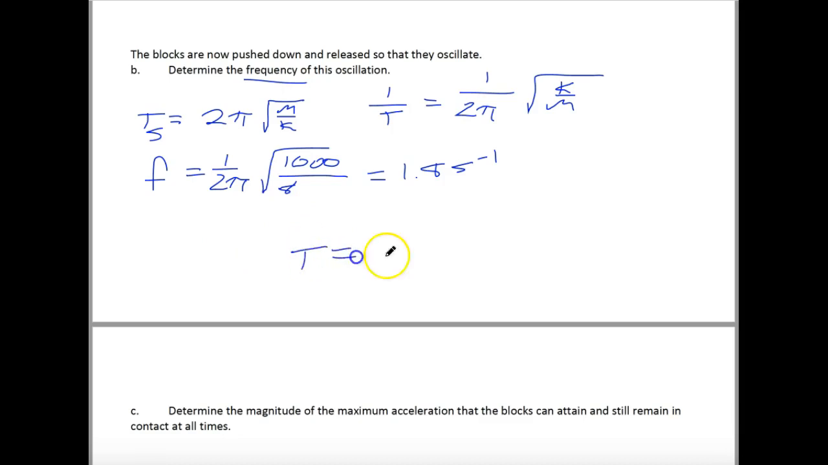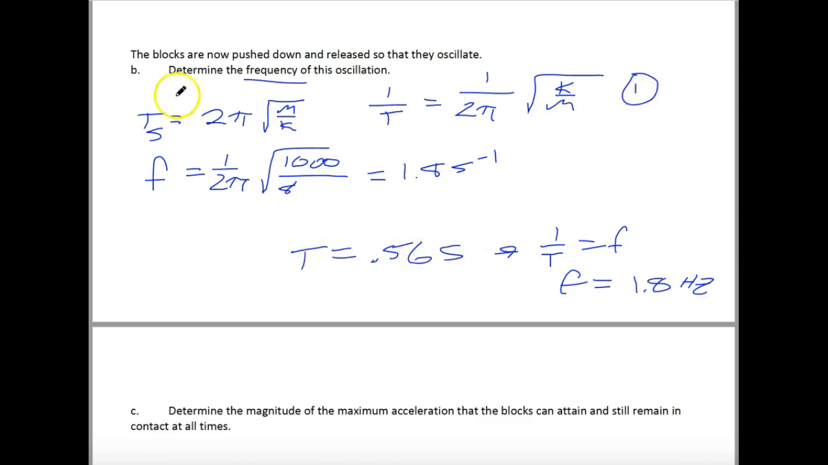If you accidentally solved for T and you got 0.56 seconds, if you said that 1 over T is equal to f, and then you said f is equal to 1.8 hertz or seconds to the negative 1, that'd be okay. If you just had this answer, you wouldn't get the third point. So you get 1 point for having the equation, 1 point really for plugging everything in correctly, making sure that you're solving for frequency, and then 1 point for the actual answer itself. So be really careful when you do that.